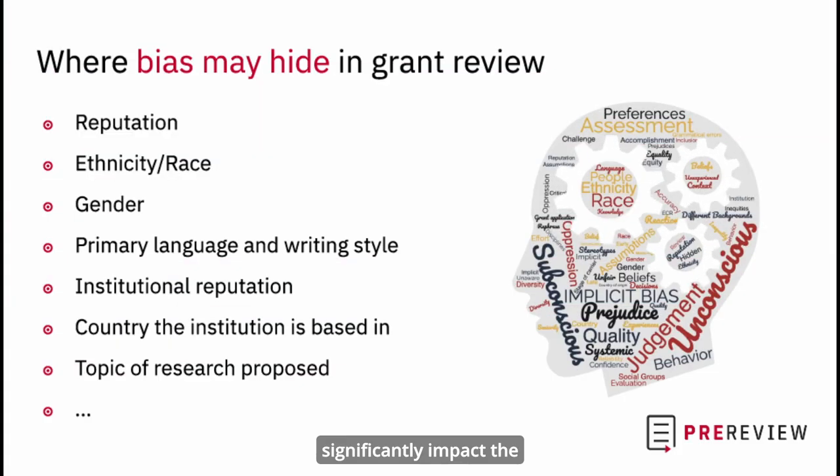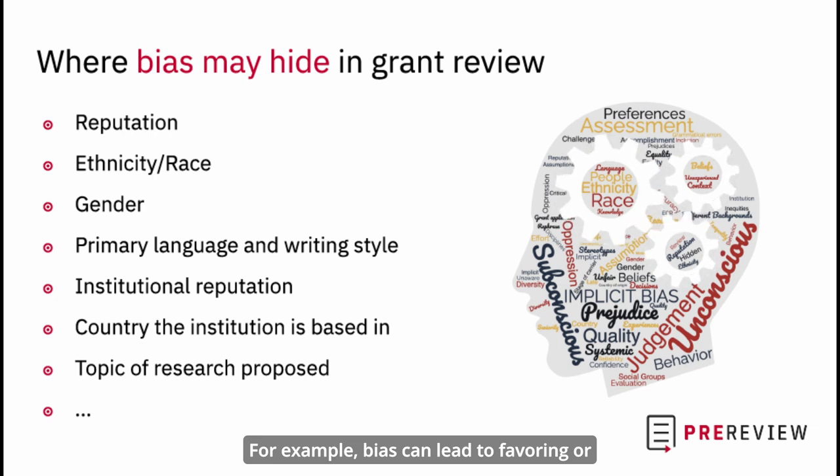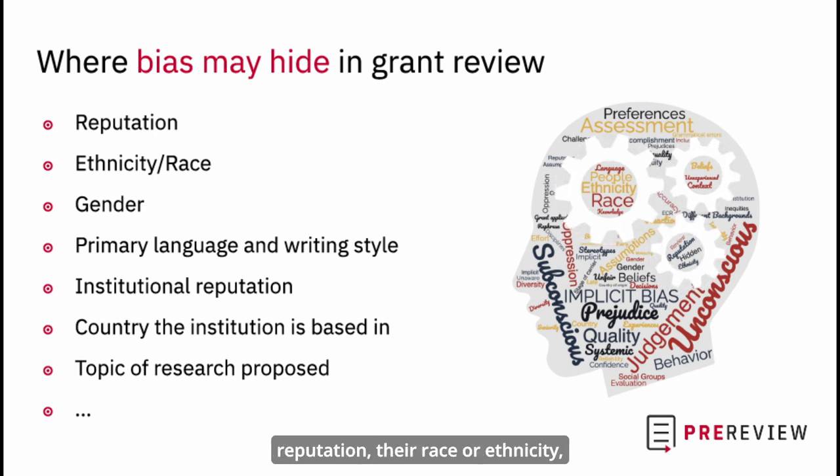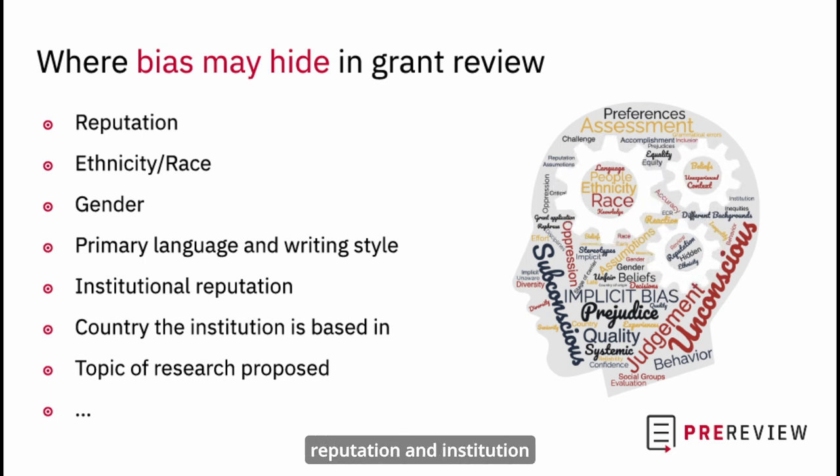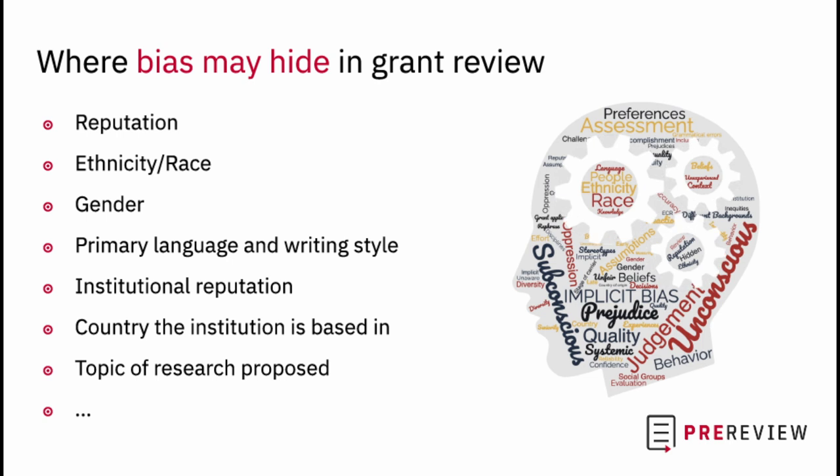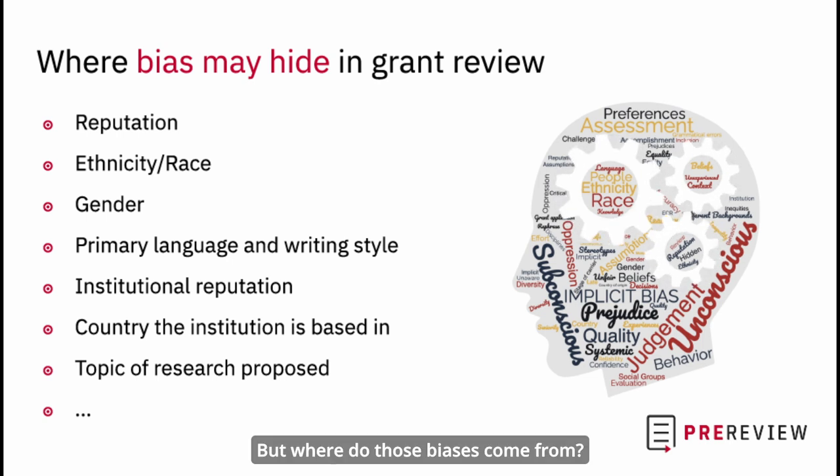In that video, we saw that bias may significantly impact the fairness and integrity of the ground review process. For example, bias can lead to favoring or disfavoring an applicant because of their reputation, their race or ethnicity, their gender, or the reputation of the institution the applicant works at. But where do those biases come from?